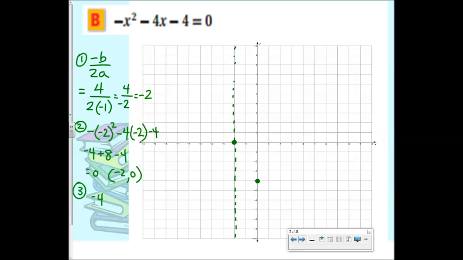So how many did I go over? 2. So how many more do I go over? 2. So there's my parabola. It opens which way? Down. Is that right? Yes. Okay, good.